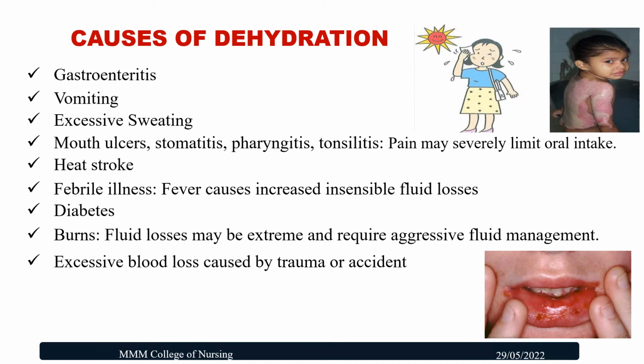Next, we can see about the causes of dehydration. The conditions like gastroenteritis, vomiting, excessive sweating, and mouth ulcers like stomatitis, pharyngitis and tonsillitis. The pain may severely limit the oral intake. Heat stroke and febrile illnesses cause increased insensible fluid loss. Diabetes in a child and burns, where the fluid losses may be extreme and require aggressive fluid management. And excessive blood loss caused by trauma or accident. These are the causes of dehydration.